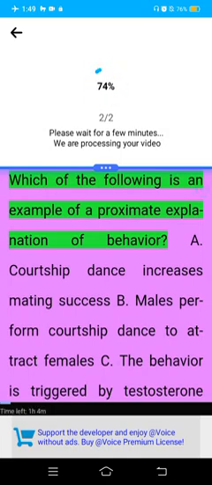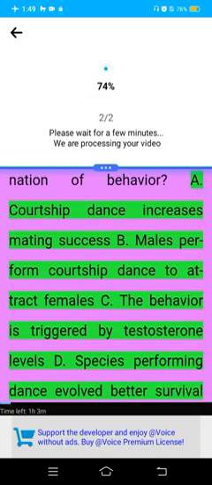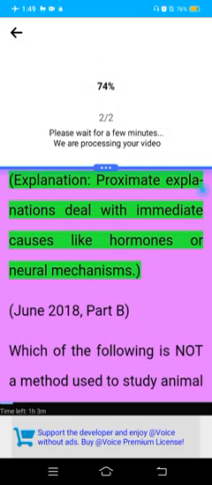Which of the following is an example of approximate explanation of behavior? A. A courtship dance increases mating success. B. Males perform courtship dance to attract females. C. The behavior is triggered by testosterone levels. D. Species performing dance evolve better survival traits. Answer, C. Explanation. Proximate explanations deal with immediate causes like hormones or neural mechanisms.